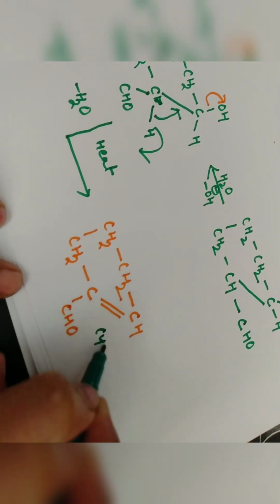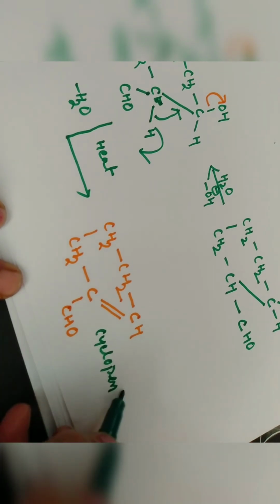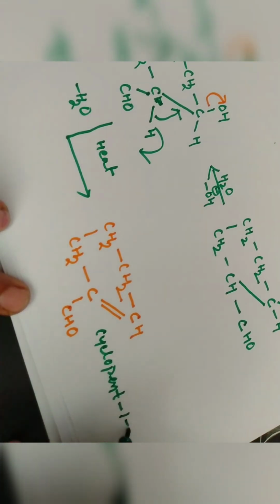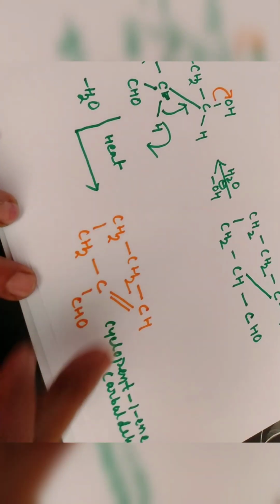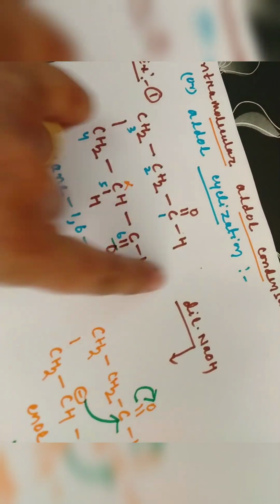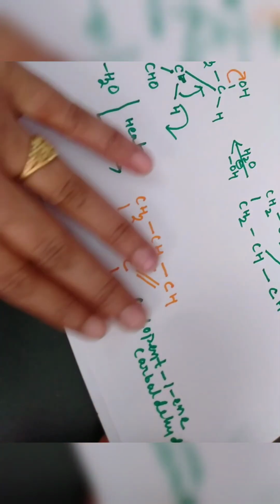So the name is cyclopent-1-ene, and the aldehyde group is there, so the special suffix is carbaldehyde. Cyclopent-1-ene carbaldehyde. So see here, finally after the cyclization, that means after the intramolecular condensation, the product forms a cyclic compound, that means a 5-membered ring, and this is your mechanism of intramolecular aldol condensation.